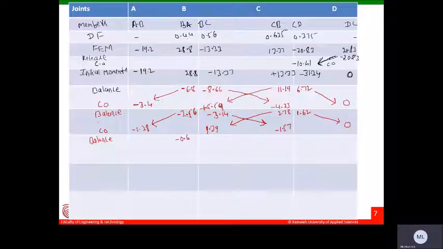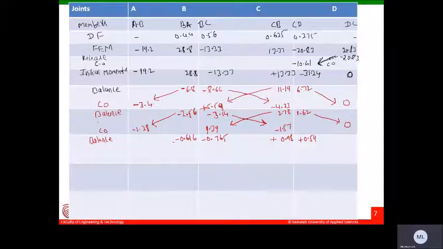Minus 0.616. Similarly, here we'll get minus 0.765. Here minus 1.57 is there. Now what I have to do? Multiply with the distribution factor, change the sign, write down the values. Means it is plus 0.98 you will get, and similarly here you will get plus 0.59. Okay.